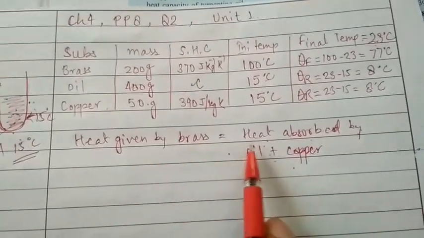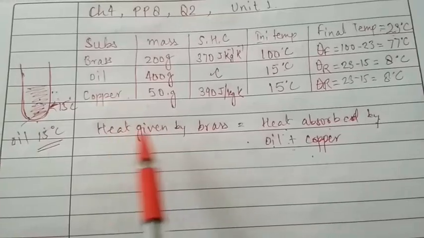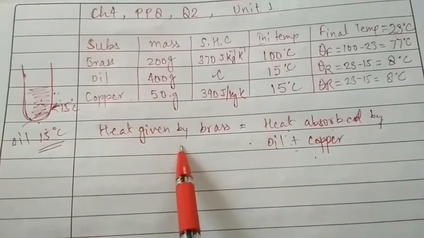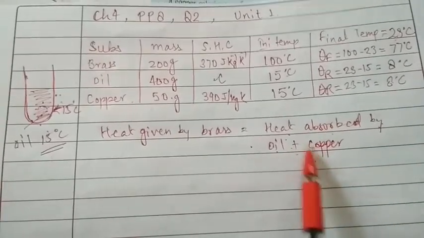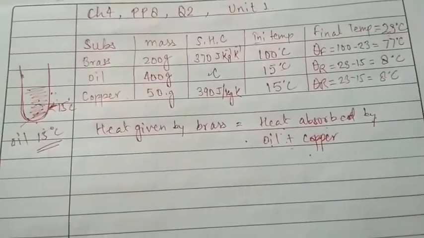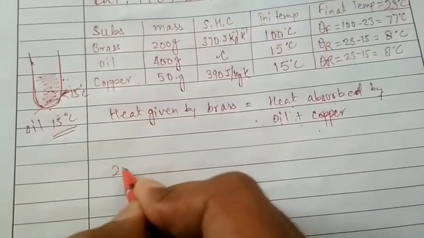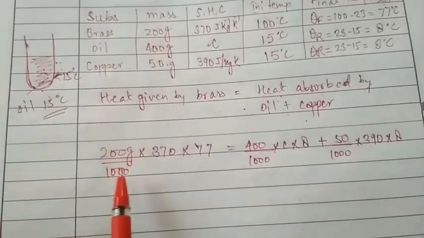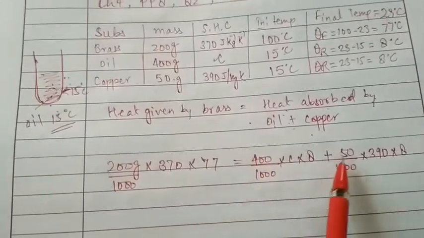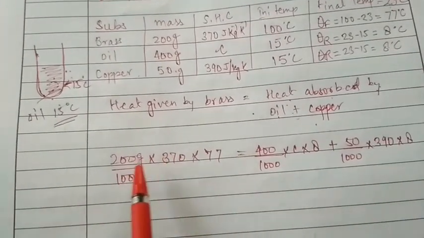When you write in the examination, you will write in complete sentences. I have written the short form to save time. So let's write the heat given by the brass, meaning mc theta fall, and for this mc theta rise, and this mc theta, I will write the values directly. So let's write here about the brass, 200 gram. Now you can see here I have converted this gram into kilogram, this gram into kilogram, and this gram into kilogram to make the same unit of specific heat capacity and mass.